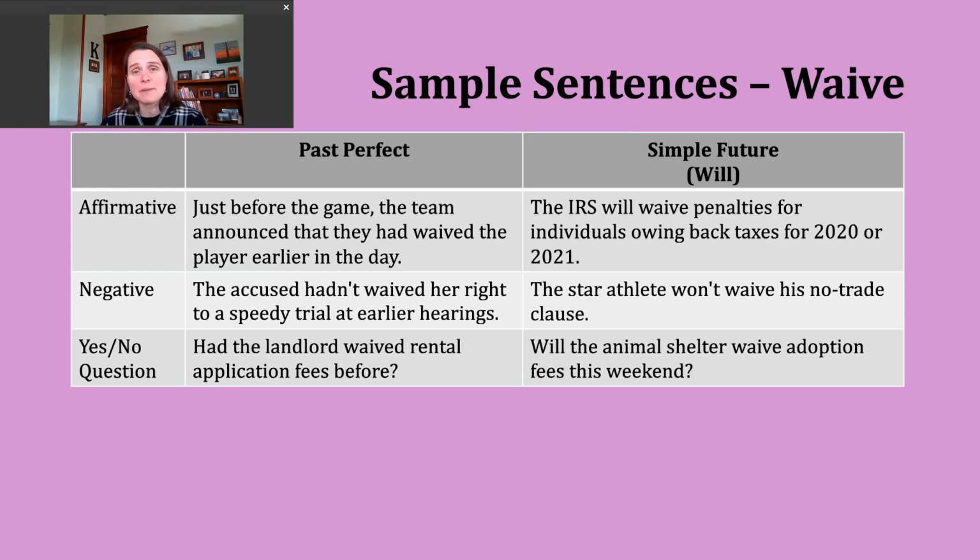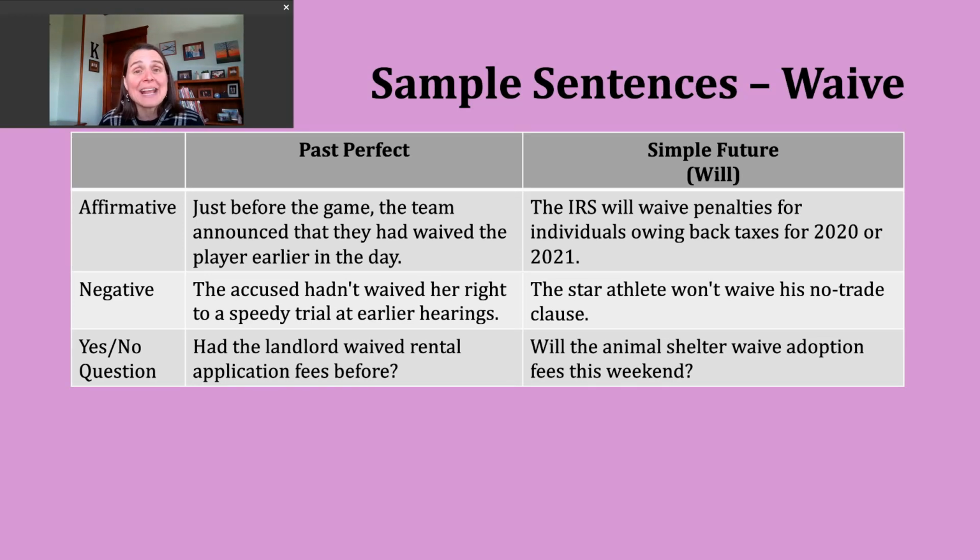So in the affirmative, I'm going to have my subject, I'm going to have will, and then I'm going to have the base verb. Here's an example sentence. The IRS will waive penalties for individuals owing back taxes for 2020 or 2021. Okay. This was a fairly recent announcement, right? Announcing kind of those future plans, or some might say a promise from the IRS. Listen, if you pay the taxes you owe, we're not going to add on extra penalties, right? We're waiving or we're stopping the penalties.